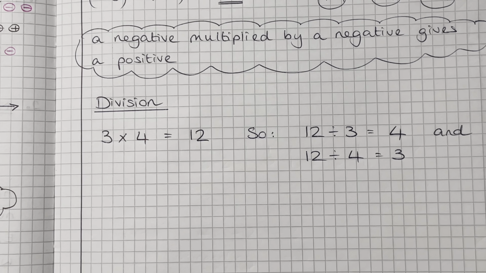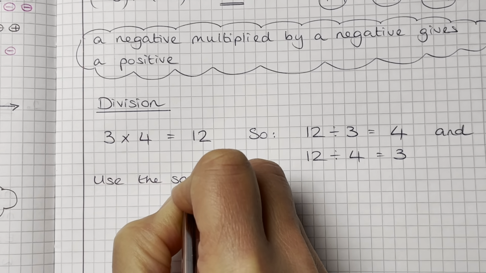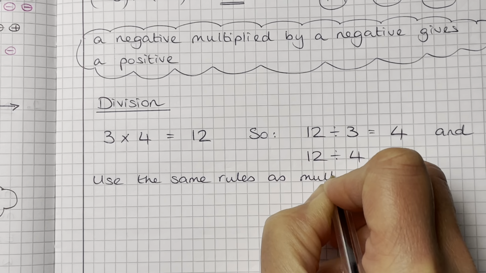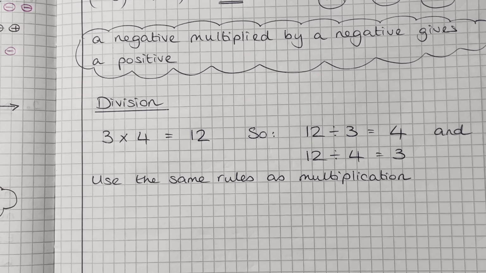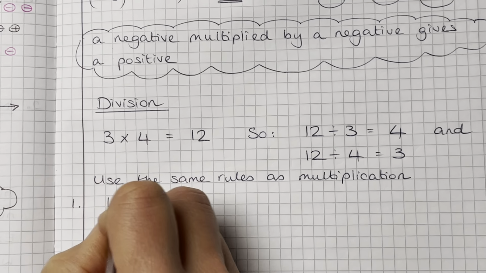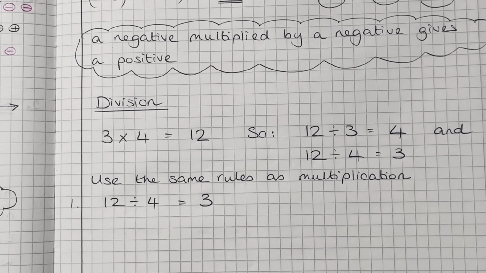So we can use the same rules as multiplication. All right, so finishing off super quick, we've got 12 divided by 4 equals 3.